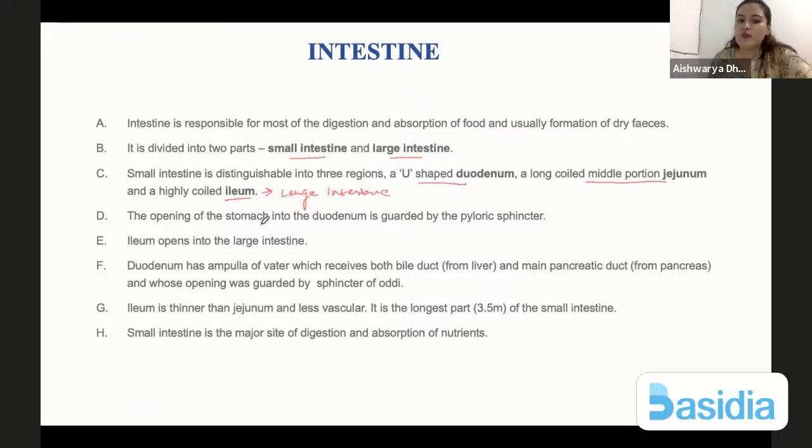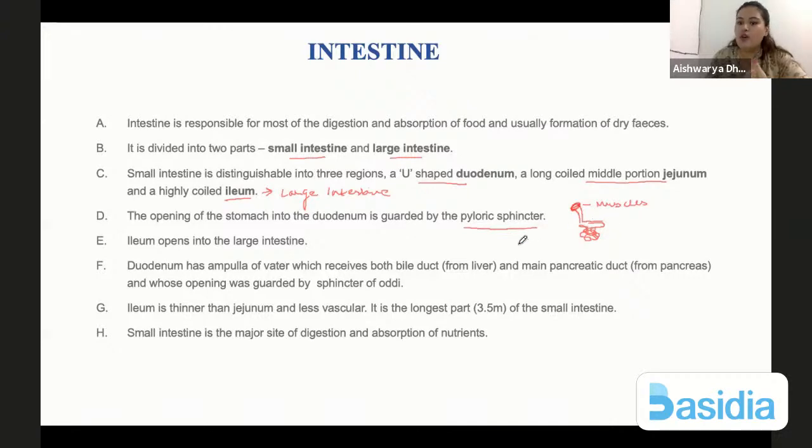Okay, so the opening of the stomach into the duodenum is guarded by a pyloric sphincter. Now, what is a sphincter? Sphincter is nothing but any kind of opening. So let's say there is this opening and it is a tube-like structure which is opening into the small intestine, highly coiled small intestine, right? This opening, if the opening is guarded by muscles, you call it a sphincter.